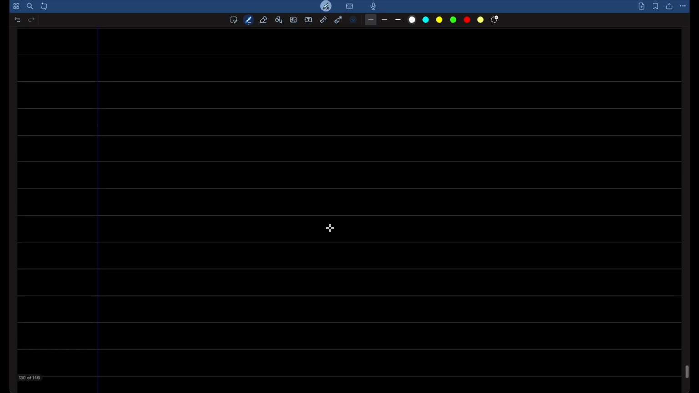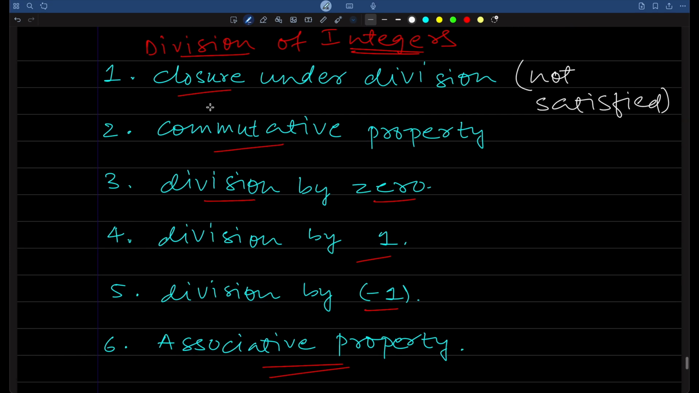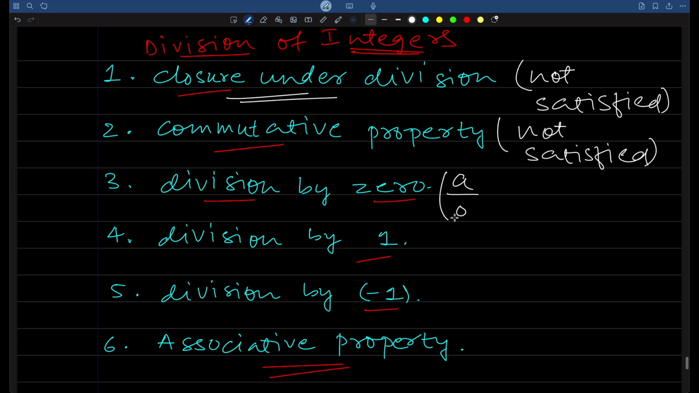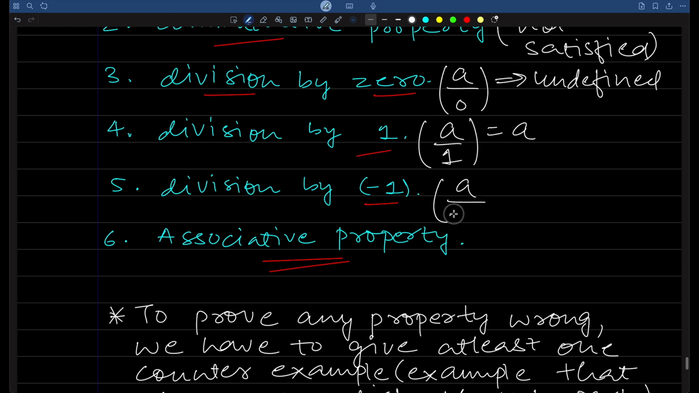We have seen all the 6 properties. Division for integers is not closed under division, the commutative property is also not satisfied, then division by 0, that is a divided by 0, is undefined, then division by 1, that is a divided by 1, is equal to a, division by minus 1, that is a divided by minus 1, we get minus a, and the associative property is also not satisfied.